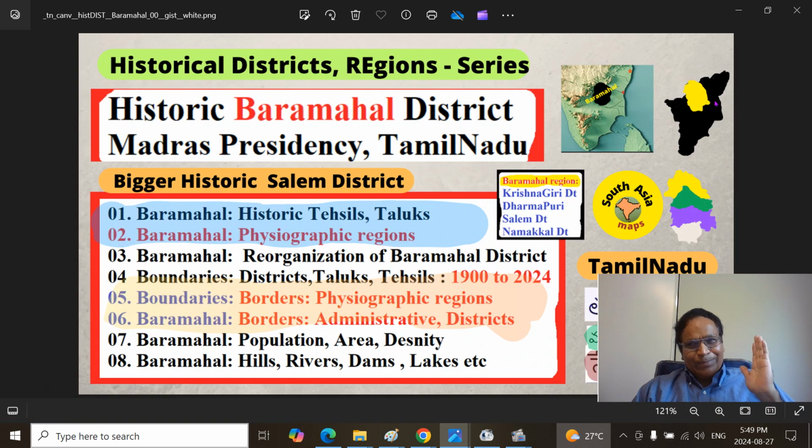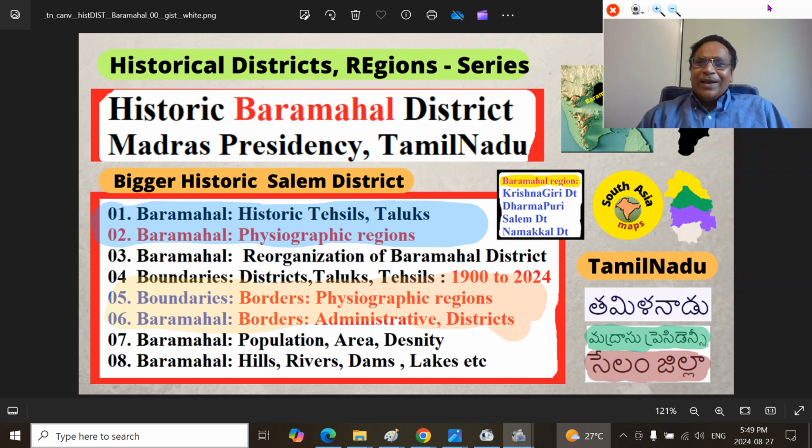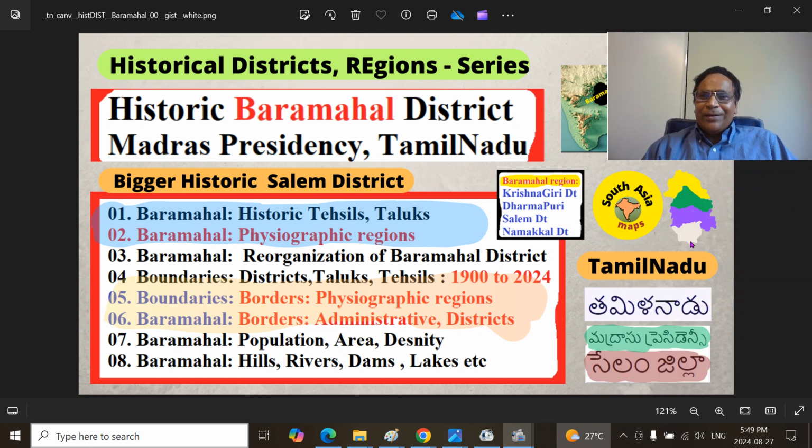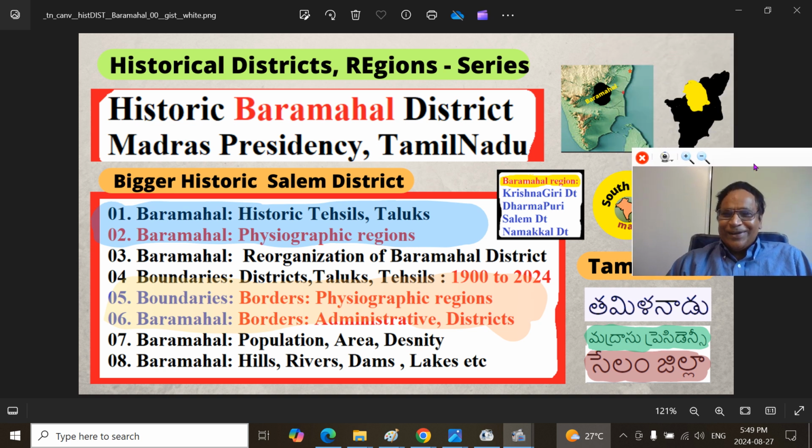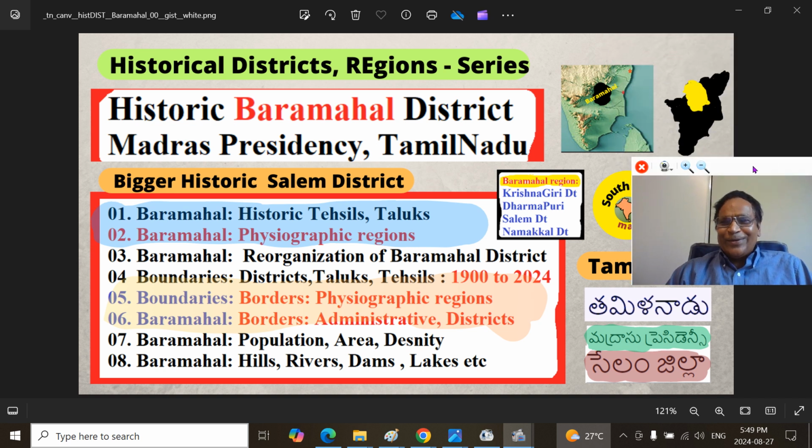This black region is Tamil Nadu province. The yellow blob colored is the historic Baramahal district, Old Salem district. This is the three-dimensional view, South Asia maps, and this is our current four districts of historic Baramahal: Krishnagiri, Dharmapuri, and I put here the residuary Salem and Namakkal, Tamil Nadu and Madras Presidency, Salem district, and the script will tell what is the purpose of that.